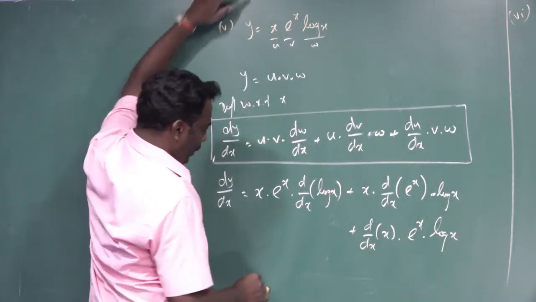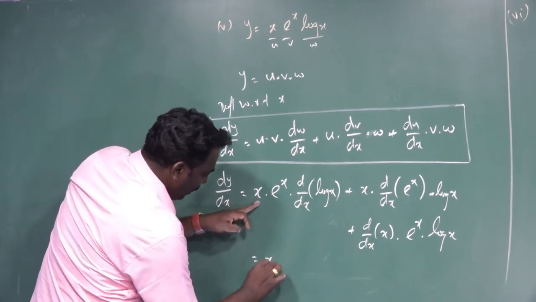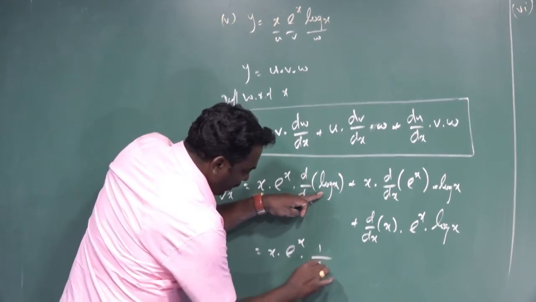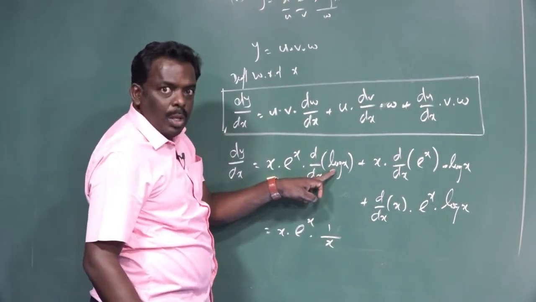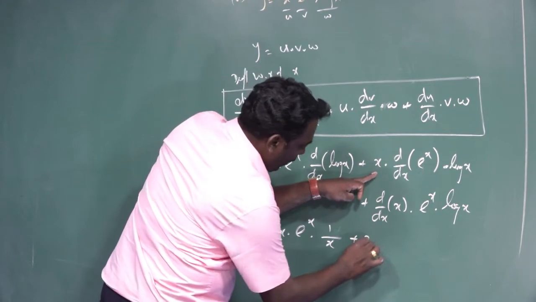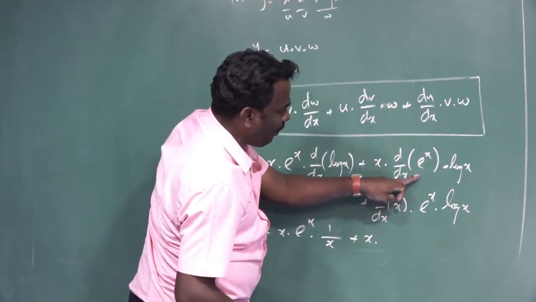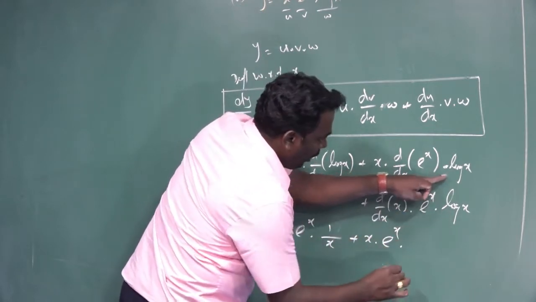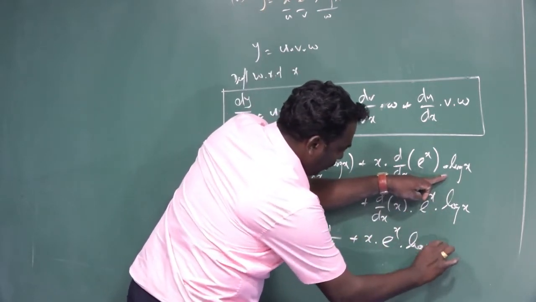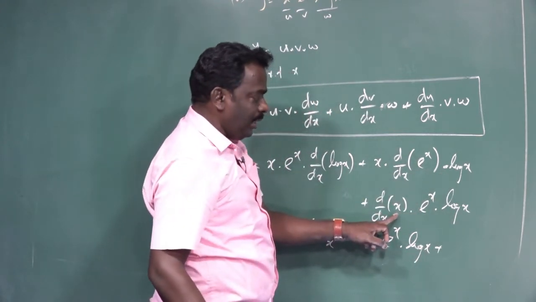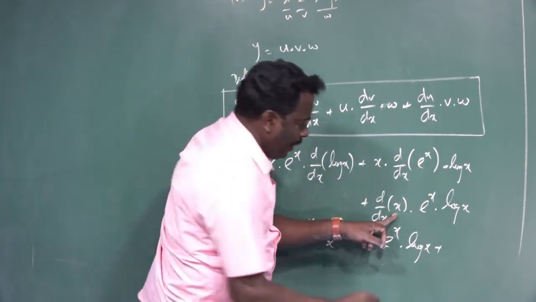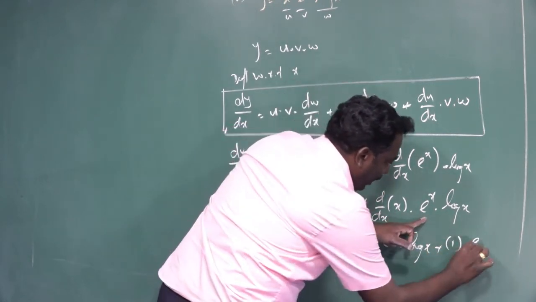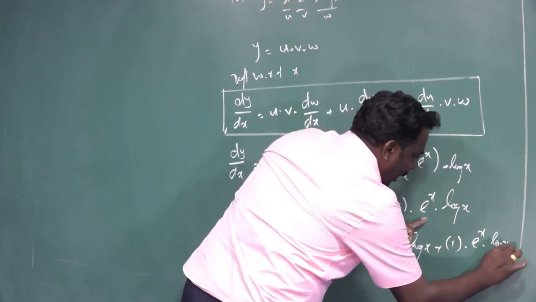Now differentiate. That is equal to x e power x the same, then the differentiation of log x, which is 1 by x, plus. Then keep x as it is. The differentiation of e power x becomes the same, e power x, into log x, plus the differentiation of x. Differentiating x with respect to x gives 1, into e power x into log x as it is.